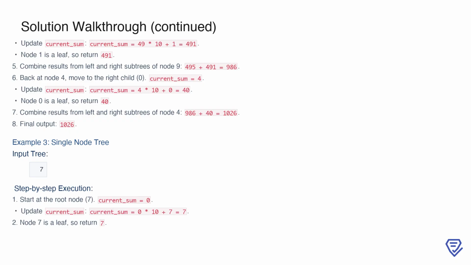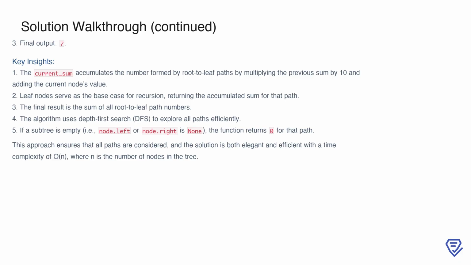Additionally, consider the case of a single node tree where the root is 7. In this case, we start at the root node, which is also a leaf. The current_sum is initialized to 0 and updated as current_sum equals 0 * 10 + 7 equals 7. Since the node is a leaf, we return 7 as the final output.